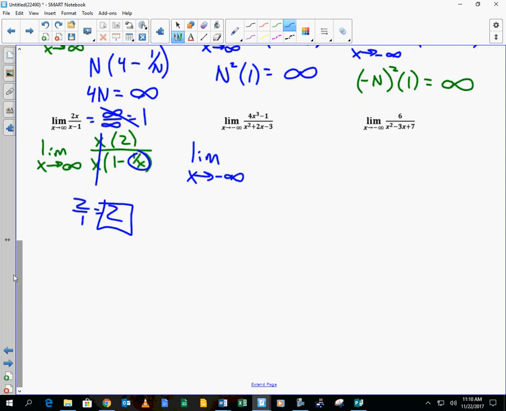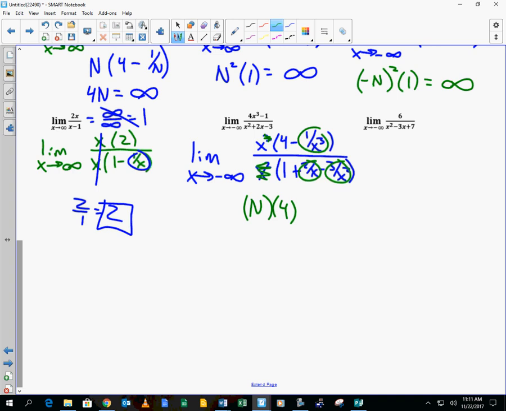Watch what happens when the numerator is a greater degree. What do you factor out of the top? X cubed, now I get 4 minus 1 over x cubed over, what about the denominator? You factor out x squared, and you get 1 plus 2 over x minus 3 over x squared. Okay, so what happens to 1 over x cubed? 0, 0, 0. What happens to the x's? I'll just get 1 on top. So I get a very large number times 4 on the top, right?